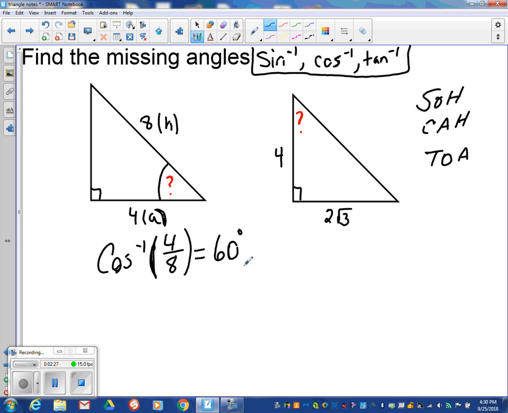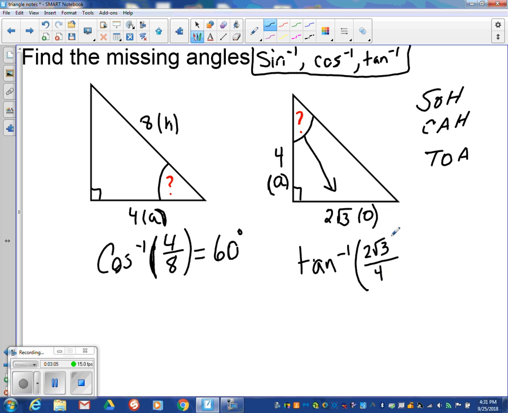Now the second one is the same way, but what you're going to do is mark this angle. You're going to look at what you got. You got opposite, and there's something there. So we want to write O. And then we have adjacent. So the trig ratio that goes with that is going to be our tangent. So we're going to do tangent -1.